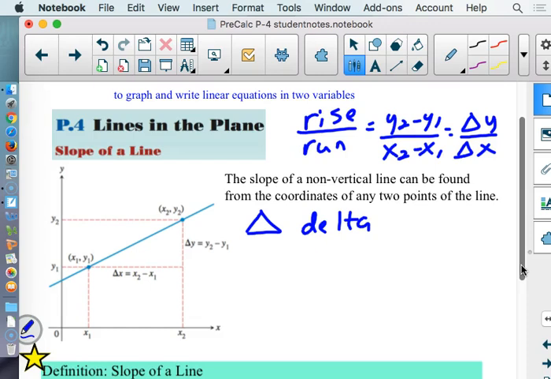So we have a drawing here. And it's showing us that what we're trying to figure out is, to go from this point to this point, what would you have to do? Well, you'd have to rise by this much, and you'd have a run of this much. And then over there on the side, it says the slope of a non-vertical line can be found from the coordinates of any two points of the line. Why are they leaving out vertical lines? What's so different about the slope of a vertical line that they have to put that little thing in there?